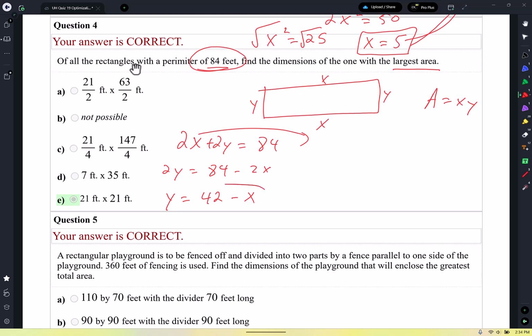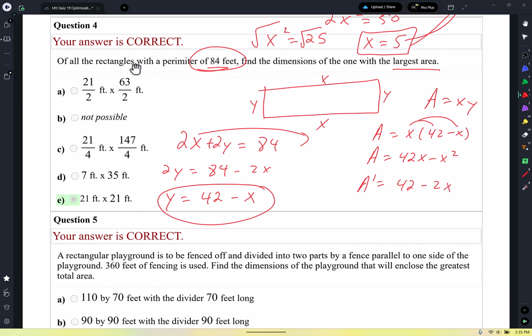All right, plug this guy in here. So my area equals x times 42 minus x. Distribute the x. Area equals 42x minus x squared. That's what I'm trying to maximize. That's what I'm going to take a derivative of. A prime equals 42 minus 2x, equals that sucker to 0. Move the 2x. 42 equals 2x. Divide by 2. X equals 21.